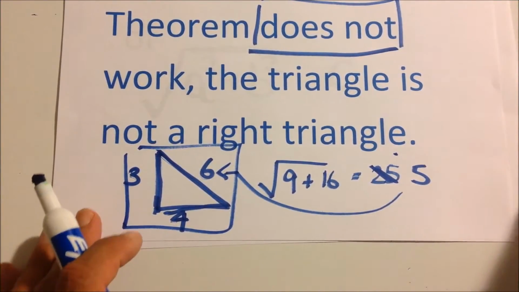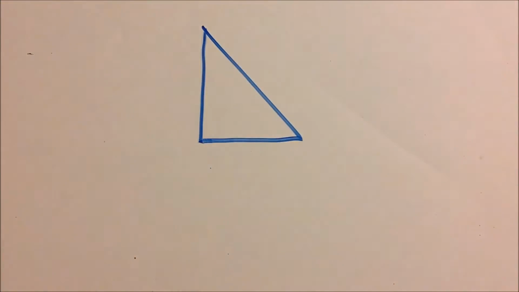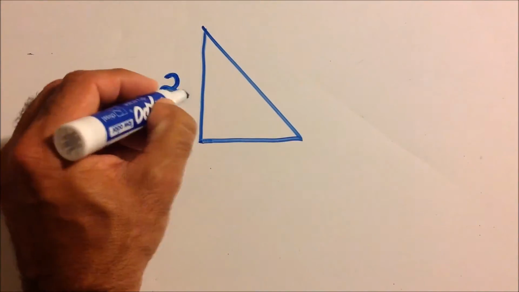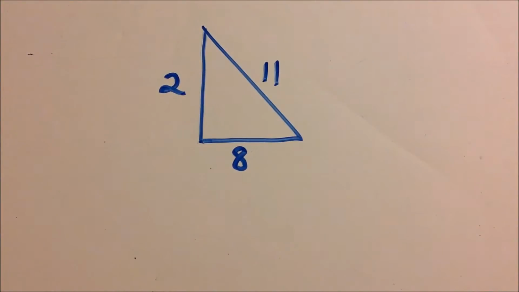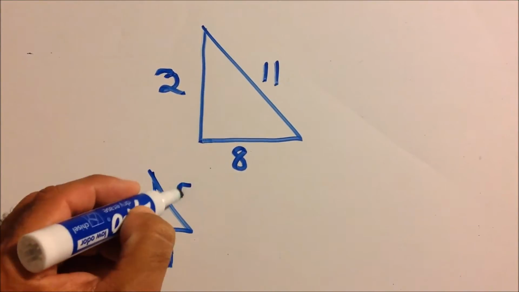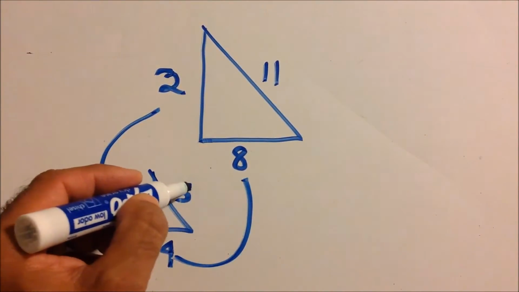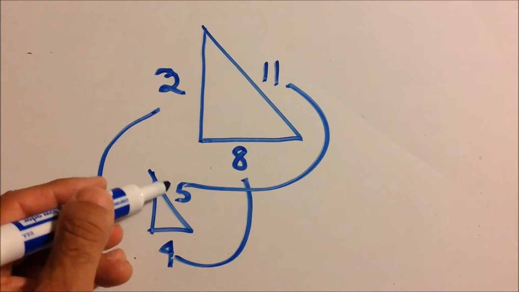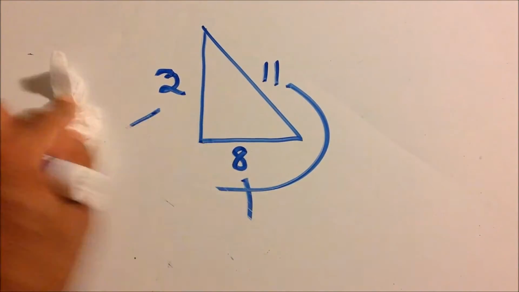Let's do another one. Let's make a triangle and determine if it's a right triangle. What if I had 2, 8, 11? Is that a right triangle? You can just look at this and know it's not. If you look at the base triple, the 3, 4, 5, remember, always look at the 3, 4, 5. How can we get 2? How can we get 8? How can we get 11? 5 times 2 is 10, 4 times 2 is 8. So you know right away that this is not a right triangle.